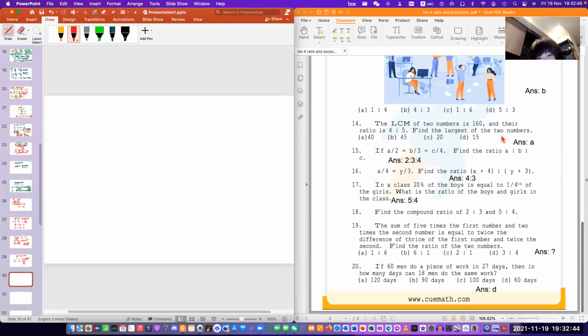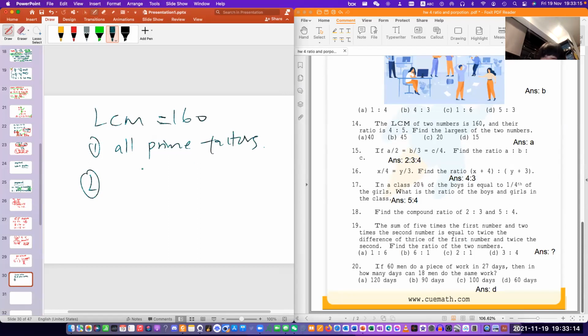Find the larger number. Okay, pretty easy. LCM of 2 numbers is 160. So what are the 2 tips I have given you for LCM? Do you remember? That means you can't remember. I don't need you to refer. Number 1, all prime factors, and then choose the highest power. All prime numbers, highest power for that prime number. Correct.